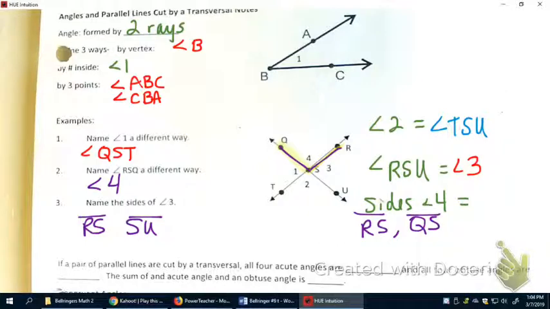Okay. Last thing, we didn't fill this out earlier when we were taking notes, but I'll just fill those words in right there. If a pair of parallel lines are cut by a transversal, all 4 acute angles are congruent, and all 4 obtuse angles are congruent. The sum of the acute angle and the obtuse angle is 180. We sort of talked about that, but I just wanted to make sure you have those filled in.